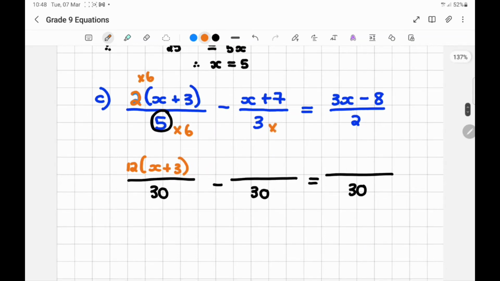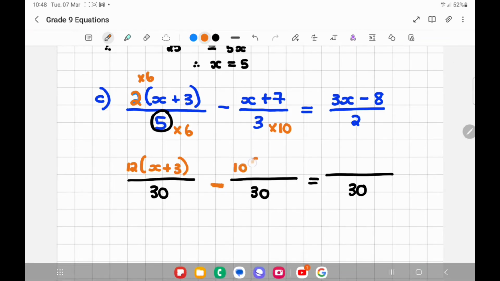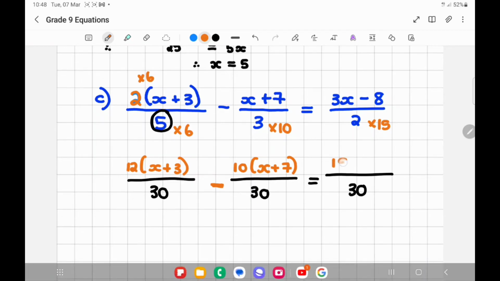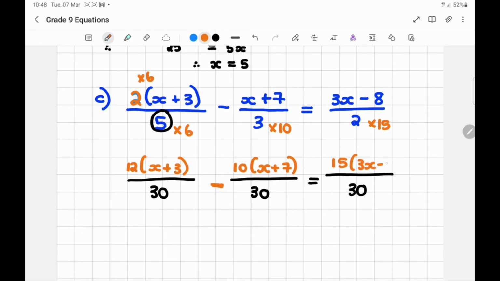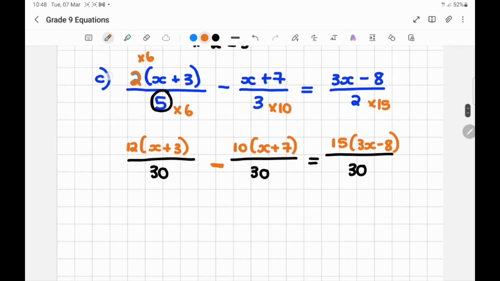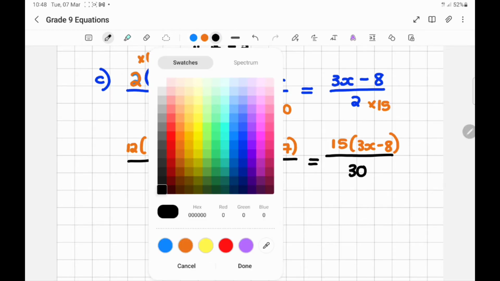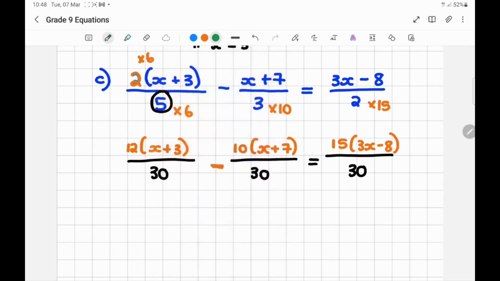Then over here, I times it by 10. Please be vigilant of this naughty negative over there. So 10 is going to go into x plus 7, and here times it by 15. And 15 times 3x minus 8. Okay, so I just need to get my calculator at hand. I see I'm going to have big numbers or bigger numbers left, yeah? Okay, let's drop it like it's hot.